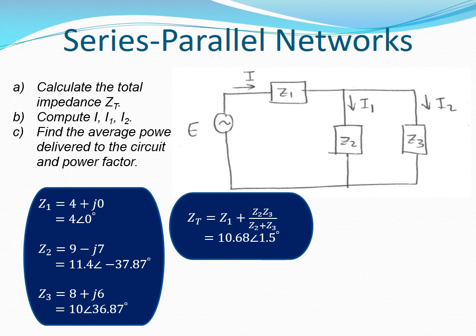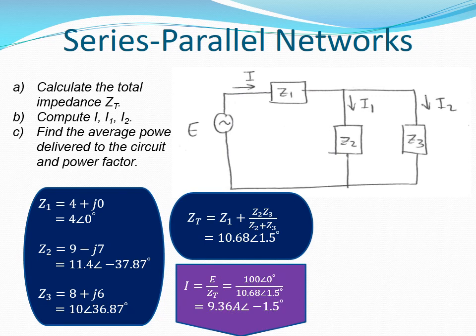The three branches are connected to form a series parallel network. The total impedance of the network is equal to Z1 plus Z2 parallel Z3. It works out as 10.68 ohms at 1.5 degrees. The current I is the source current. Therefore, it is equal to the source voltage over the total impedance. It works out as 9.36 amps at minus 1.5 degrees.